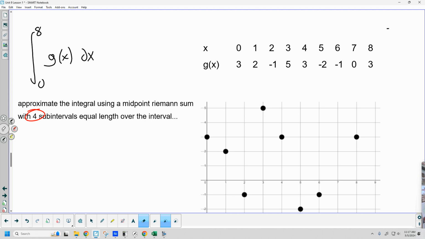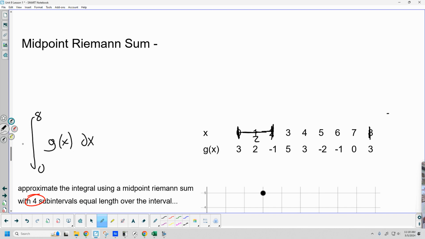Well, you got to start with 0. You're going to have to end at 8. So yeah, the endpoints need to be included, as always. Since we need 4 objects over an interval of 8, we take that interval of 8, divide it by 4, and we realize each base has got to be 2. So 0 to 2 is the base of one of these objects. Okay, cool. That's the first thing to understand.